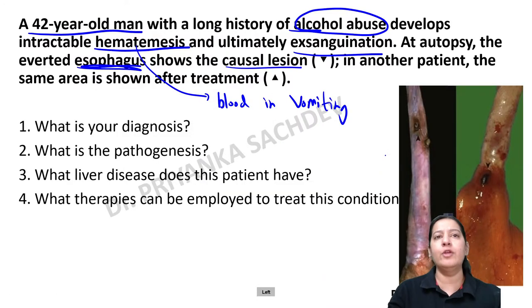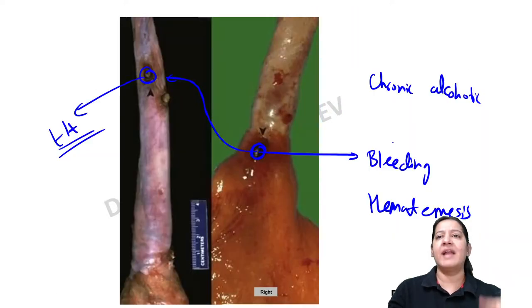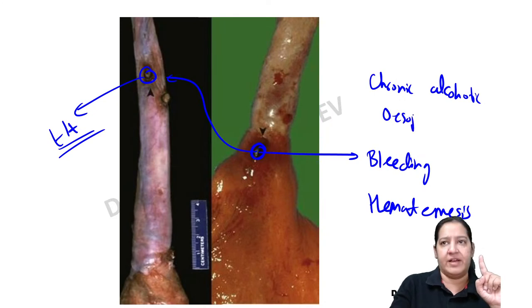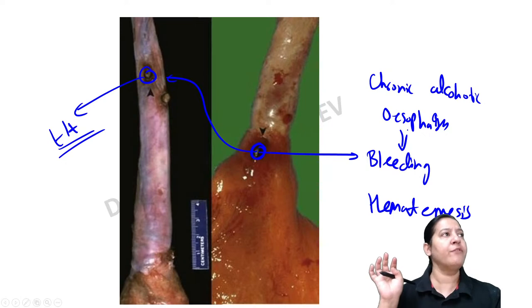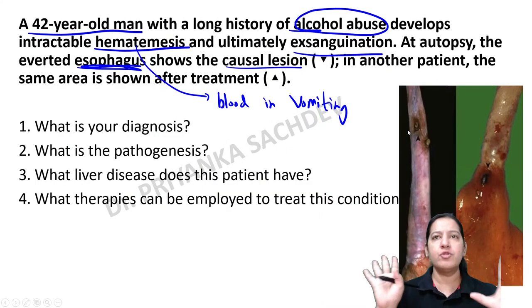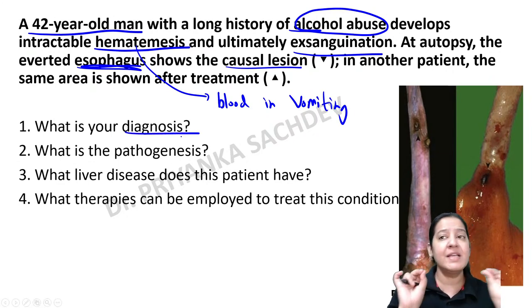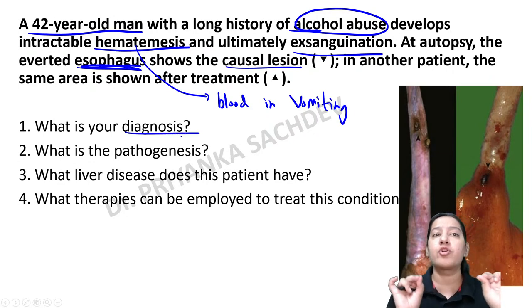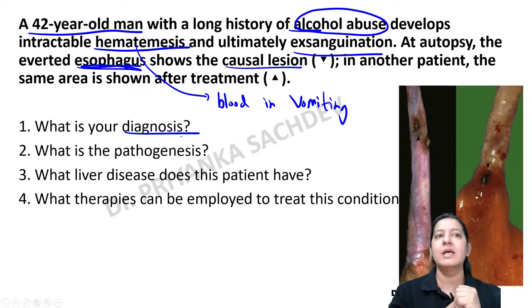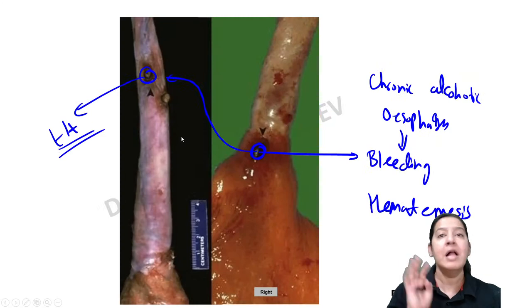The second clue given in the question is that some pathology in the esophagus is causing bleeding. Can any one of you identify what is the pathology? I want to ask four questions here based on this image. What is your diagnosis? So some disease in the esophagus which occurs in chronic alcohol users. Tell me the name of the disease, the most important question which I want to ask based on this image.